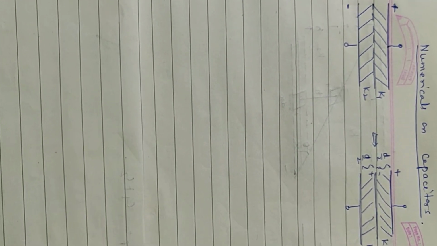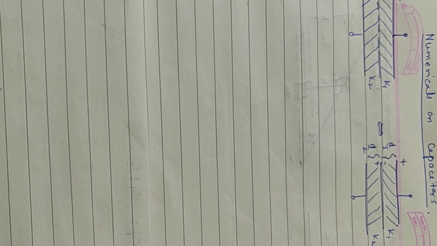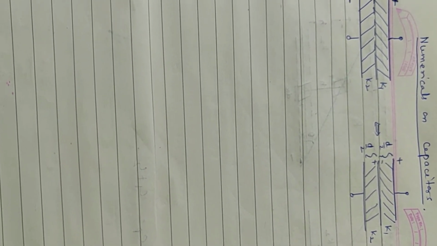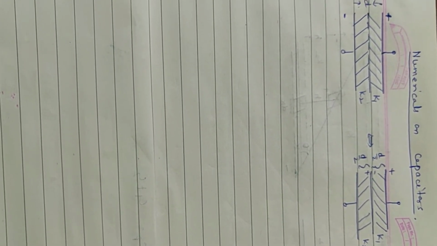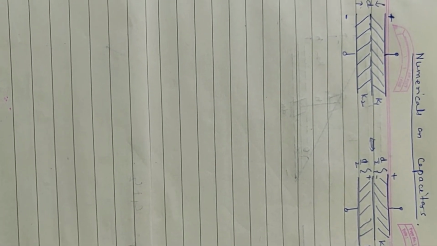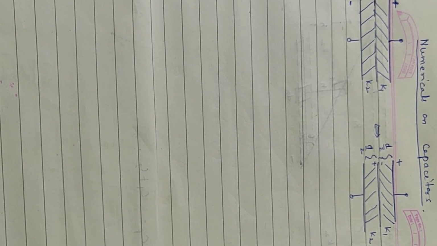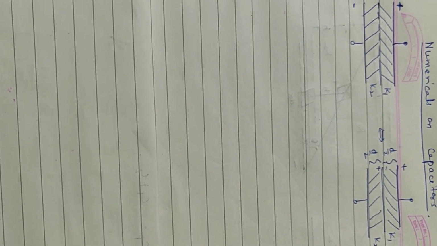Now in my last lecture I was discussing the numericals on capacitors related to their combination, series and parallel. Today I have a few typical problems on capacitors, typical numericals on combinations of capacitors. Like I have one numerical over here.